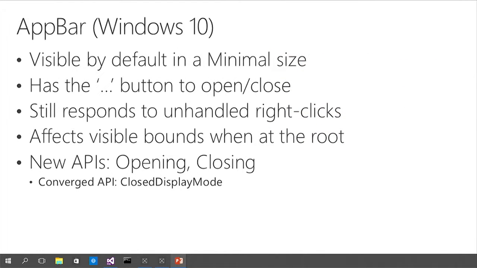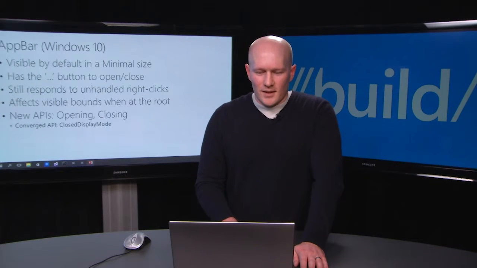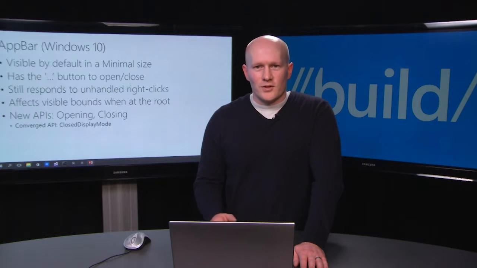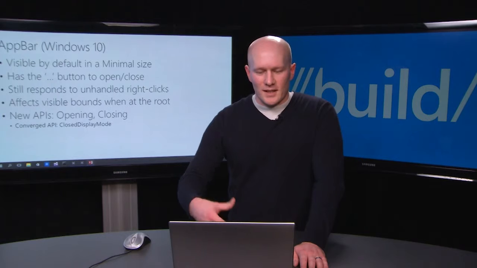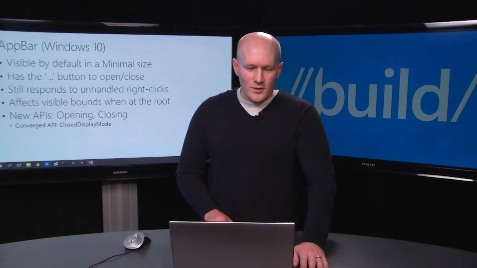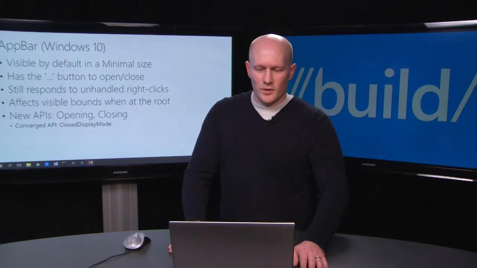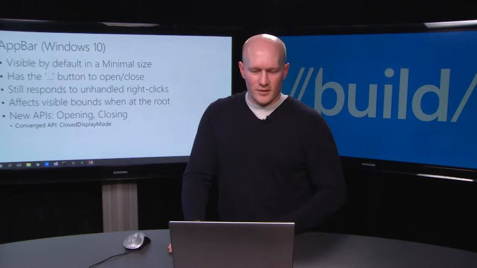So if we look at the app bar for a moment, by default in Windows 10, it's going to be visible in a minimal size. In the past, it was hidden, and someone had to do an edge gesture to cause it to appear, or programmatically you would invoke it. Because that gesture is no longer there for Windows 10 apps, we provide it in this minimal size by default, making it easy for your app to move forward so that that experience is still very similar. Users can get to the commands of your app. It also has this button, which is basically the replacement for that gesture.